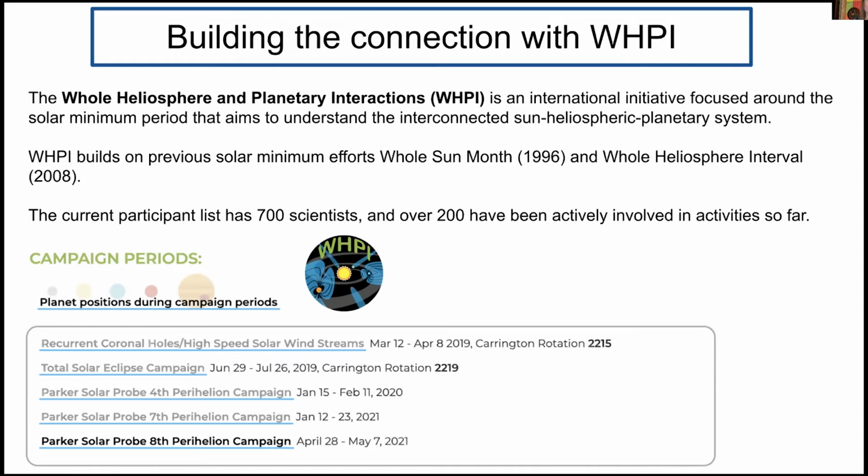These campaigns build on previous efforts, like Whole Sun Month or Whole Heliosphere Interval. We've already had a couple hundred people involved in activities so far, and 700 people on the list who potentially will be providing data products and participating in future efforts. These intervals are usually one full solar rotation. What WHPI is trying to do is capture the view of the whole sun, heliosphere, out to the planet system in a way that's not been done before.